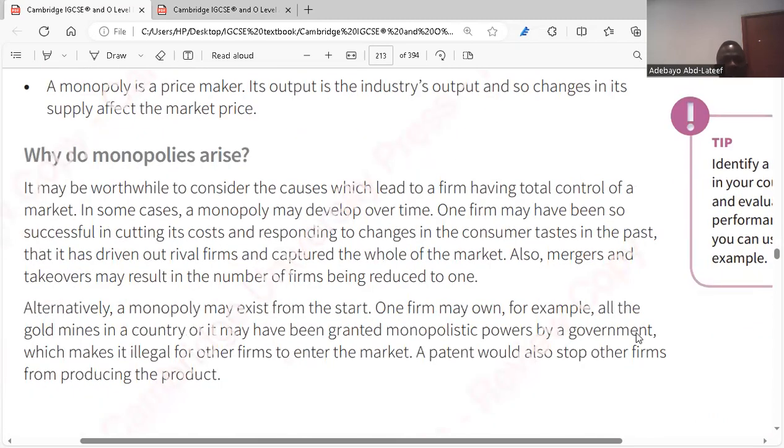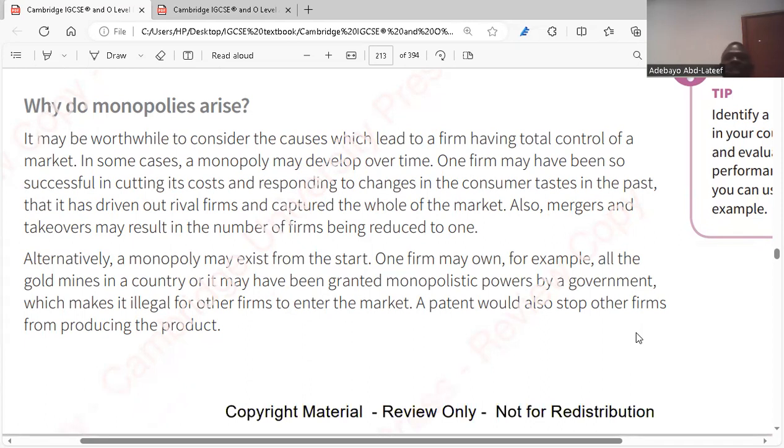Are we together? Yes. So why do monopolies arise? It may be worthwhile to consider the causes which led to a firm having total control of a market. In some cases, a monopoly may develop over time. One firm may have been so successful in cutting its cost and responding to changes in consumer taste in the past that it has driven out rival firms and captured the whole market. Also, mergers and takeovers may result in the number of firms being reduced to one.